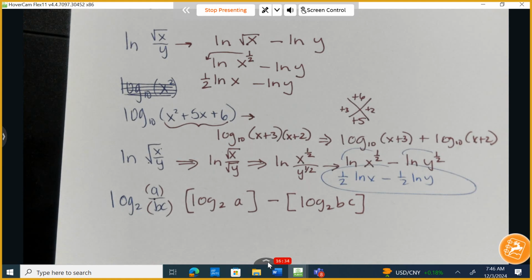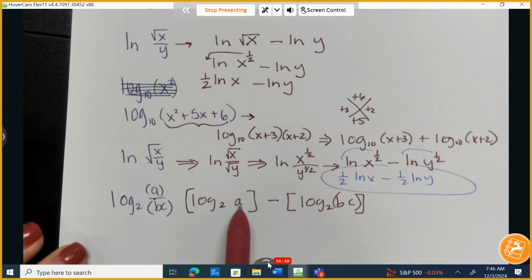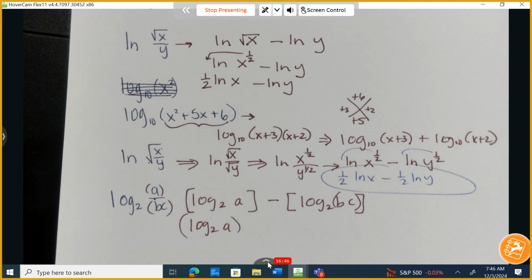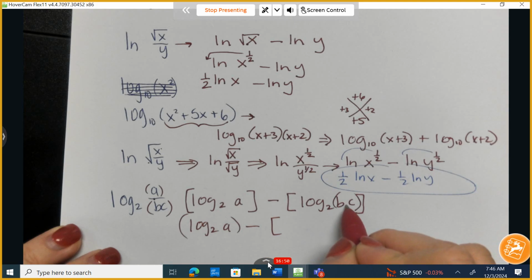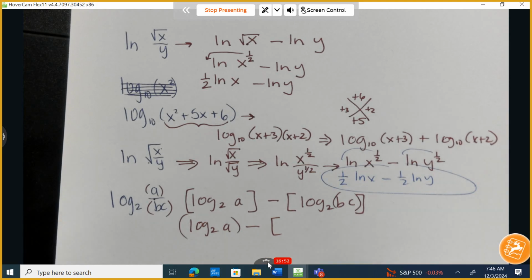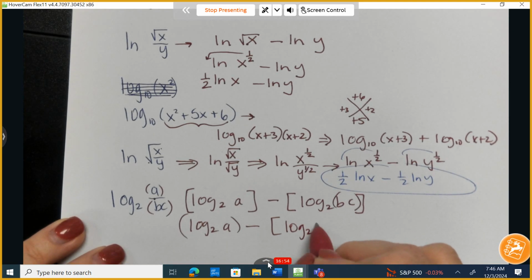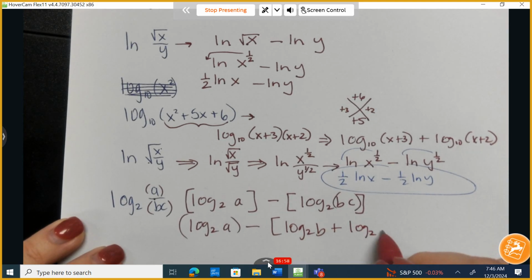And now I need to continue to expand whenever possible. There's nothing more that can happen here. There's no exponent other than 1 that can go in front, so the numerator is fine. Now if you want to keep the parentheses or brackets there, that's no problem. But in the denominator, I see that I still have multiplication, and that multiplication can still be expanded. So log base 2 of b, multiplying turns into addition, plus log base 2 of c.